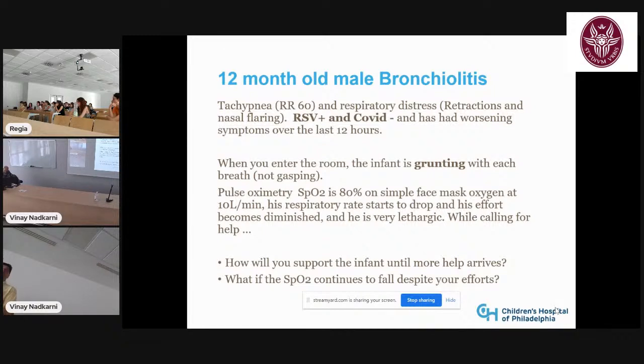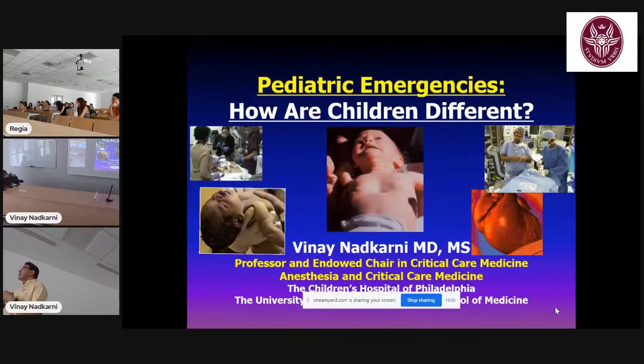Fluids. So getting IV access, starting some fluids because he's been breathing very fast for a long period of time. And also in an emergency, we want to have an IV in, so that's good. So, pediatric respiratory emergencies. How are children different?